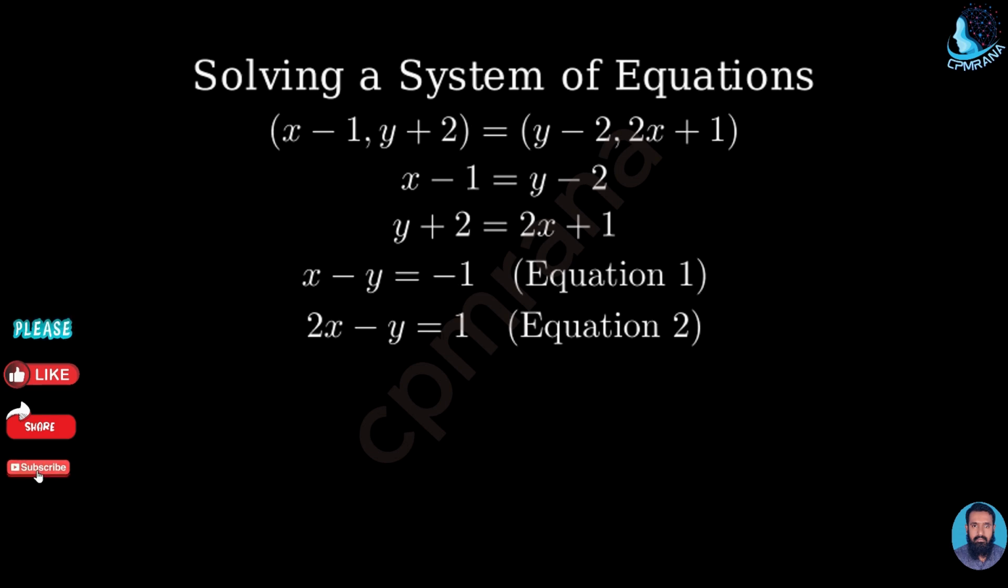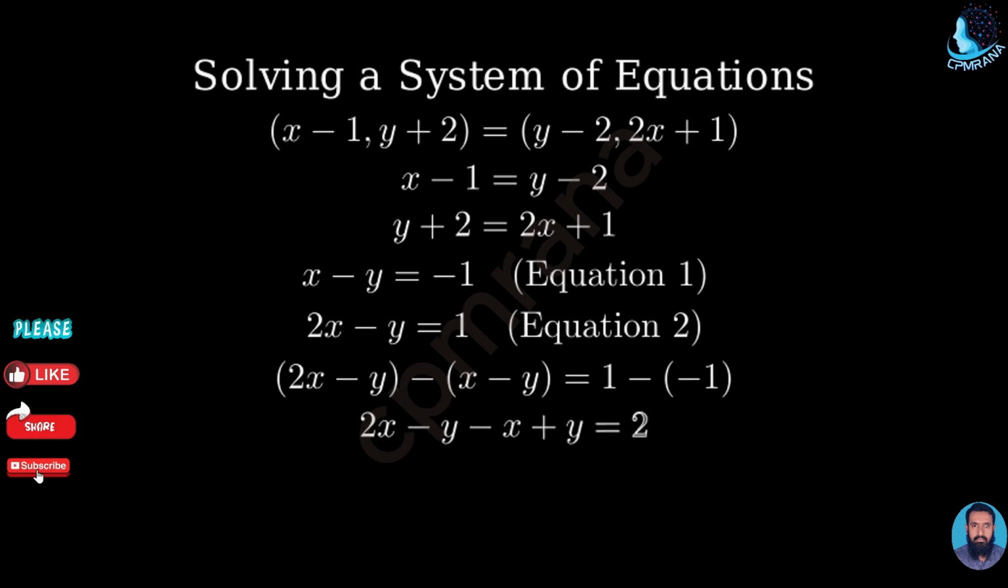Now we can solve this system by subtracting equation 1 from equation 2. 2x minus y minus (x minus y) equals 1 minus negative 1. This simplifies to 2x minus y minus x plus y equals 2. The y terms cancel out, and we're left with x equals 2.